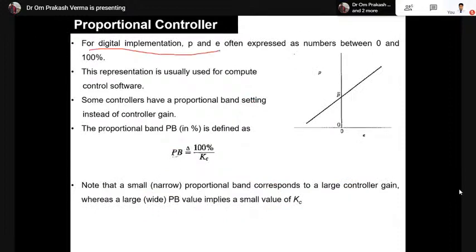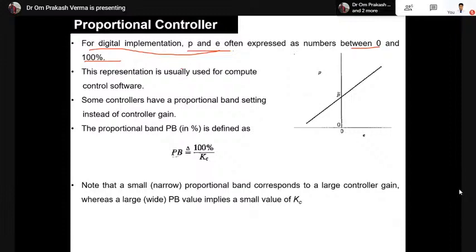Now for the digital implementation, the P and E are often expressed as a number between 0 and 10. Generally, the controllers provided to you in the lab or the industries are digital controllers. Now we are just studying the analog controller, but in practical problems, we generally use the digital controller. Which type of controller we will use, we will discuss today or tomorrow.